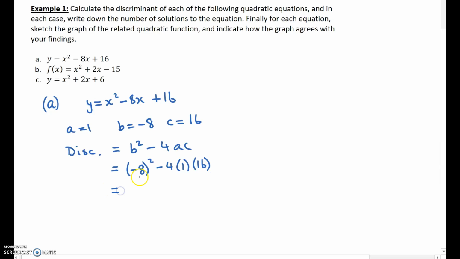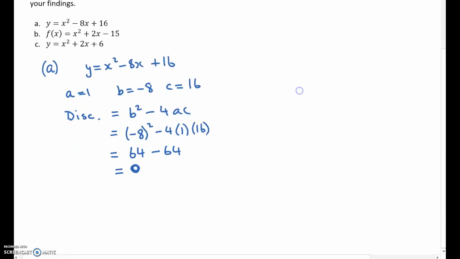Now negative 8 squared is going to be negative 8 times negative 8, that's positive 64. Minus 4 by 1 is negative 4, and negative 4 by 16 is minus 64. So that is equal to 0. Okay, so for this first function, the discriminant is equal to 0, and therefore the graph of that function will have one solution.